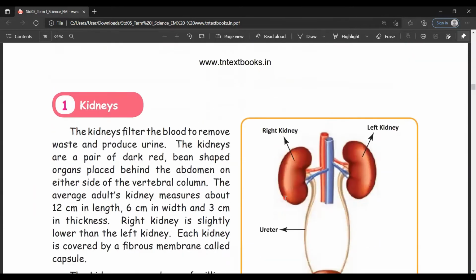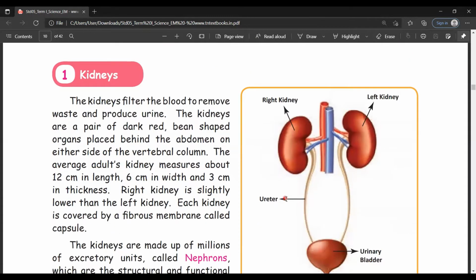First, let's read about kidneys. So you already know about the kidney, isn't it? It is a bag-like structure. It is bean shaped, isn't it? We have 2 kidneys.